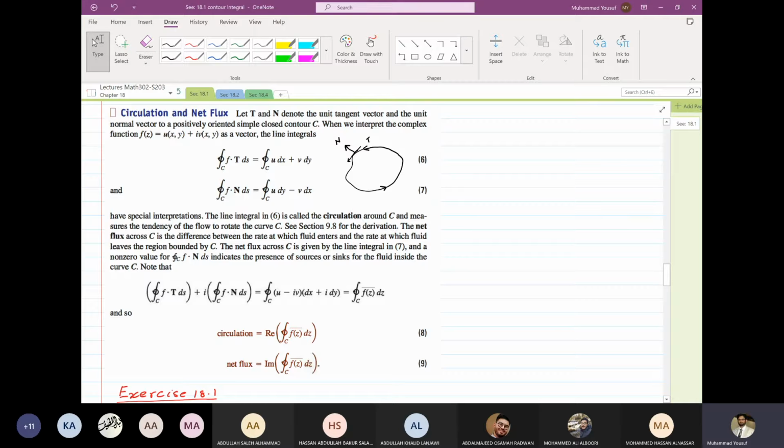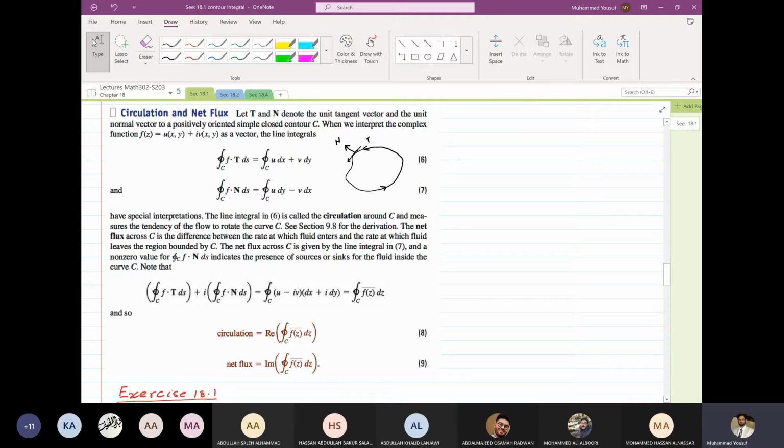and it measures the tendency of a flow to rotate the curve C. Suppose we have this curve C in some rotating fluid, then the tendency of the flow to rotate the curve C is circulation, and the net flux across C is the difference between the rate at which the fluid enters and the rate at which fluid leaves the region bounded by C, and the rate of change of the net flux is given by the second integral, which is the imaginary part of the integral of f of z dz.